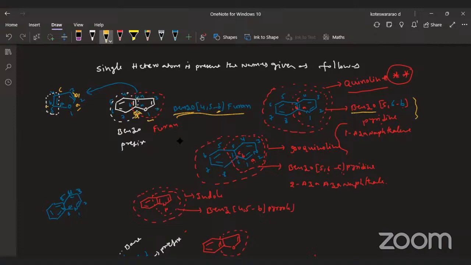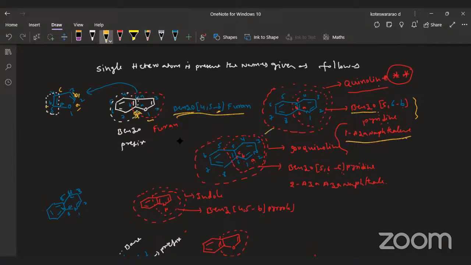Another name, azanaphthalene, is also used. Therefore, quinoline has three names: quinoline, benzo[5,6-b]pyridine, or generally benzo[b]pyridine, or 1-azanaphthalene. This is the one case.